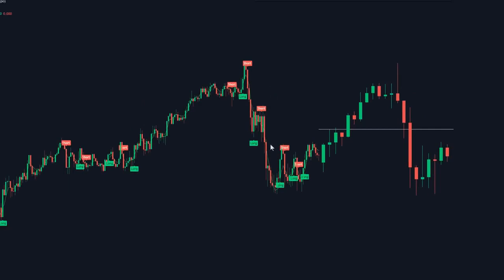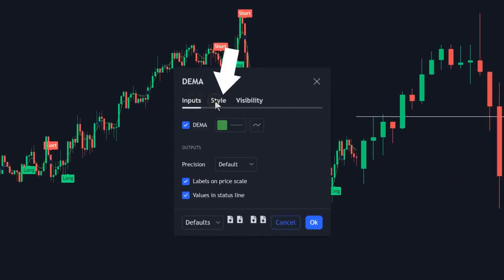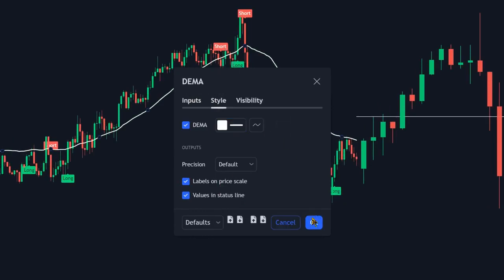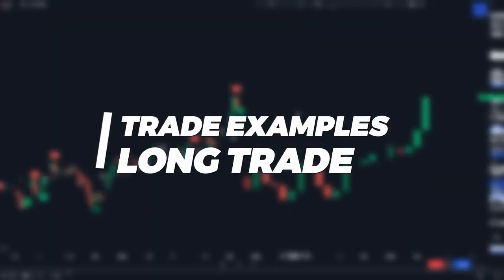Double-click on the DEMA and change the length to 100. On the Style tab, change the color to whatever you want. For me, I'm gonna go with white. For the Twin Range filter, you wanna change the fast range to 1 and the slow range to 1. After that, click OK. Now to trade using this strategy, here are the conditions.